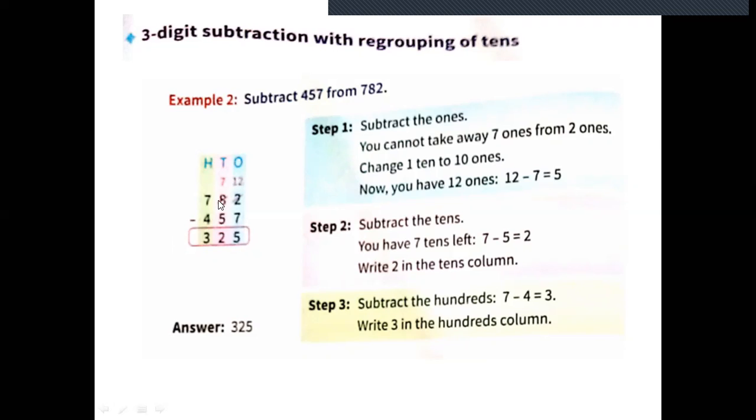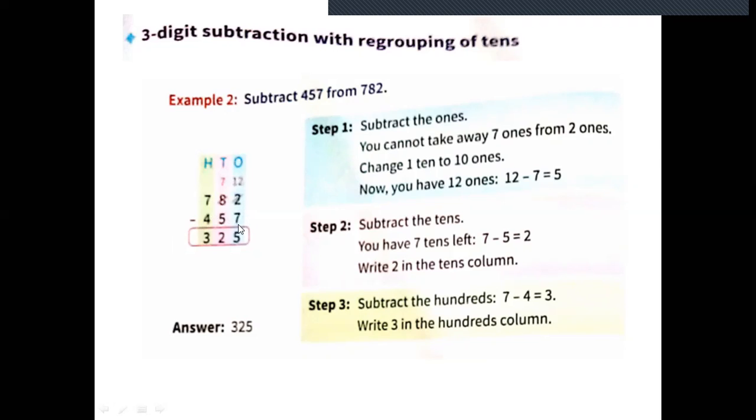Next, see here, in 8 tens you have taken 1 tens, so it will become 7 tens. So 7 minus 5 is 2. And here see, 7 minus 4 is 3. So the third step is you have to subtract hundreds place. Remember children, don't get confused.